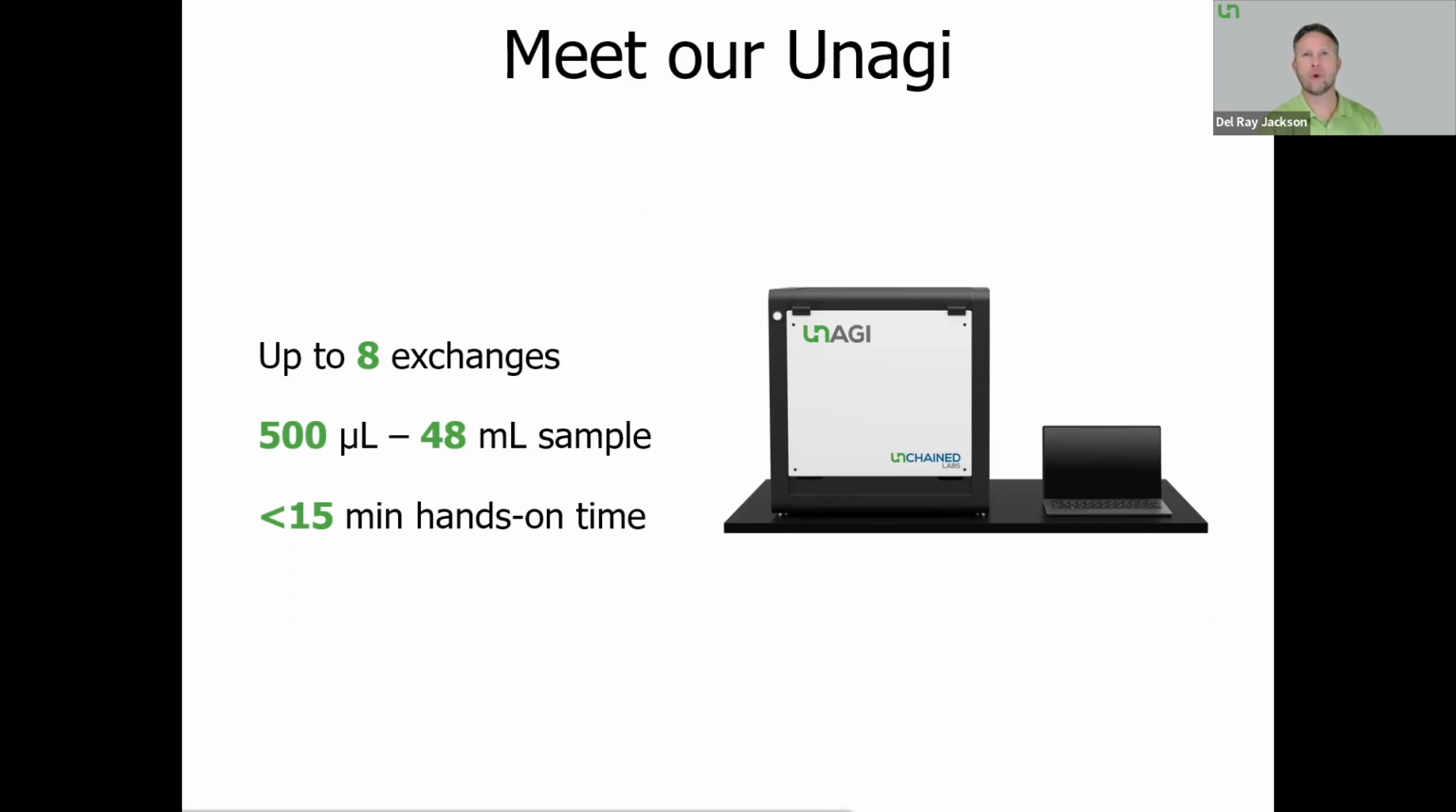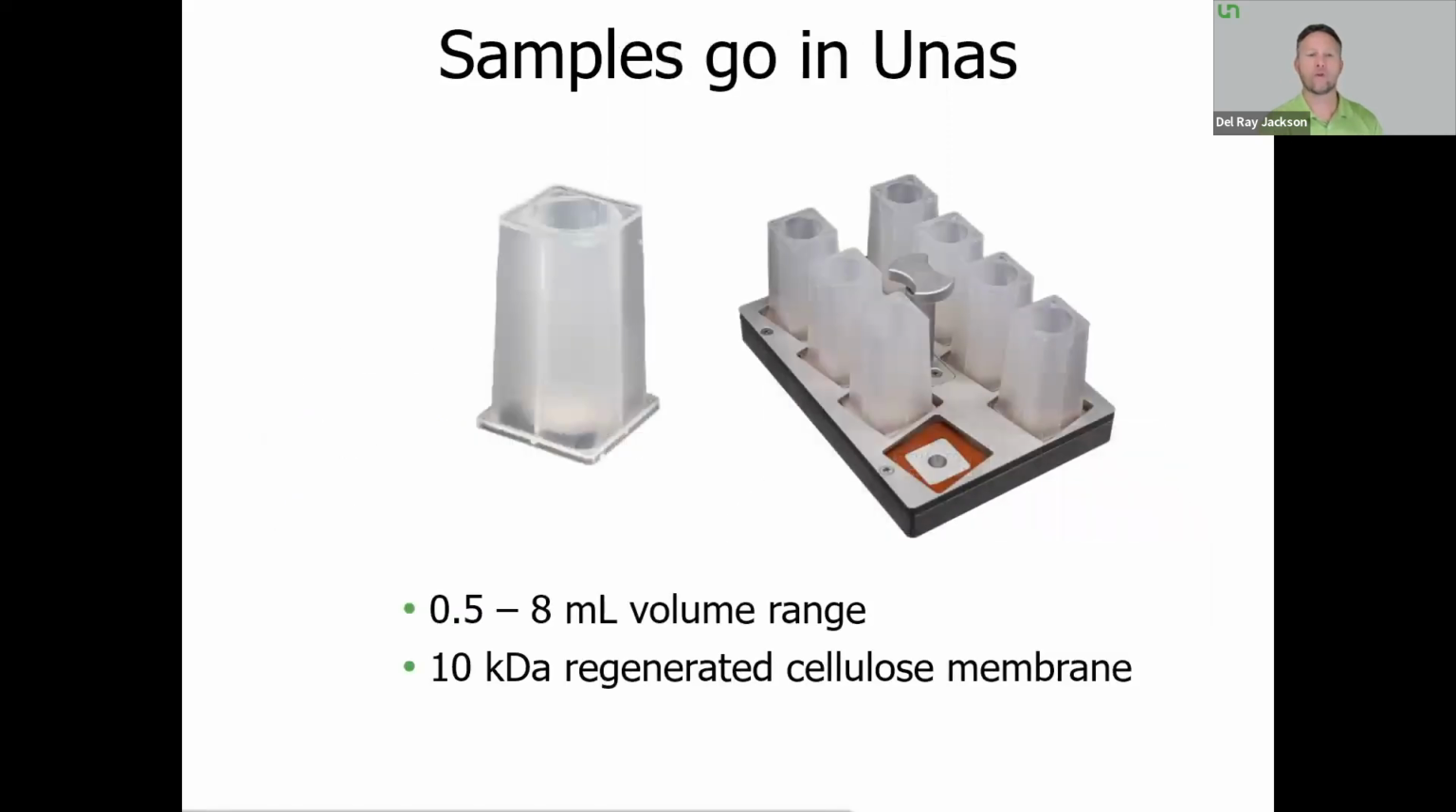Well, let's get an idea more. So here's Unagi. You can see it's a benchtop system, sits in a nice compact area of your lab. How does it work? Well, first you want to start with your samples, your precious samples. This cargo will ride in our Una consumable. These consumables have a working volume range of 0.5 ml to 8 mls. They use a regenerated cellulose membrane for the filtration, and that comes in a 10 kilodalton molecular weight cutoff.